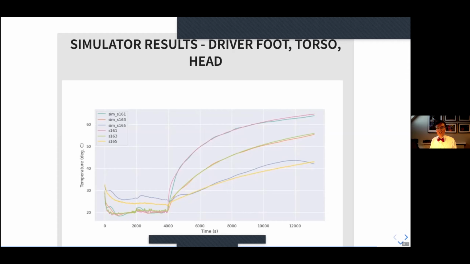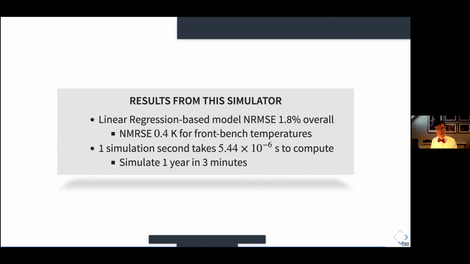The other thing that's really nice here is that this distinguishes between the head, the torso, and the foot really clearly, and shows how the natural buoyancy of hot air rising in the cabin has actually worked to change those temperatures over time. Finally, it's fast. We could simulate a year of simulated time in 3 minutes on a laptop computer.